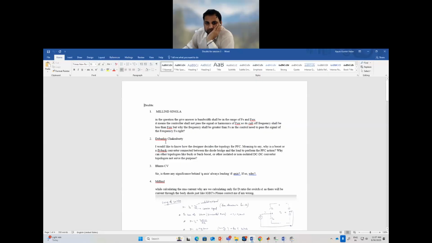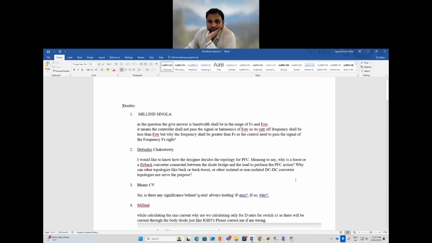Then there was another question from Devashish. I would like to know how the designer decides the topology for PFC, meaning to say why is boost or flyback converter connected between the diode bridge and the load to perform PFC action. Why can other topologies like buck or buck boost or other isolated and non-isolated DC converter topologies not serve the purpose?